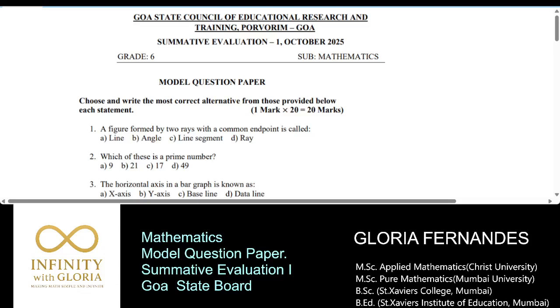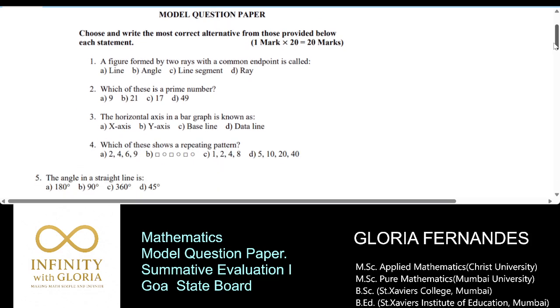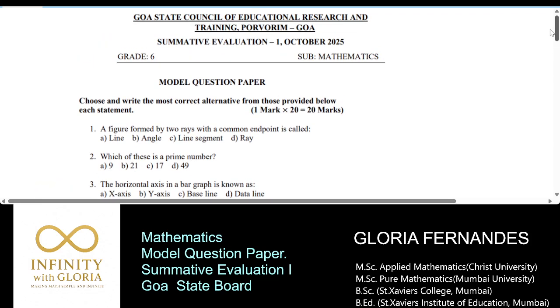Hello friends, today we are going to see Goa State Board Model Question Paper for Class 6, Summative Evaluation 1. So let's start with this. The first question is about choose and write the most correct alternative from those provided below.